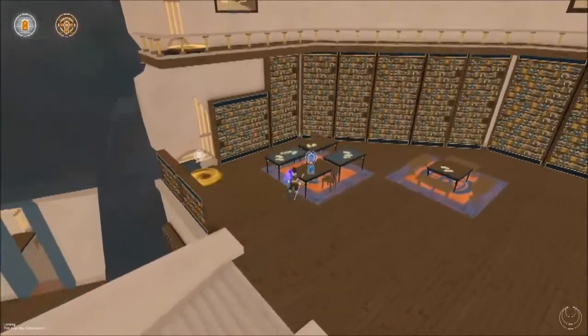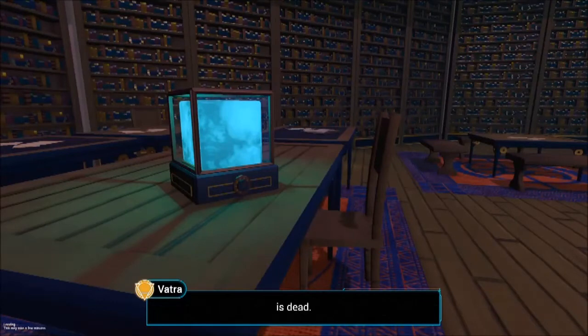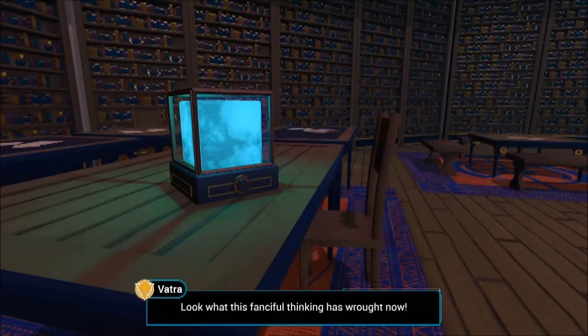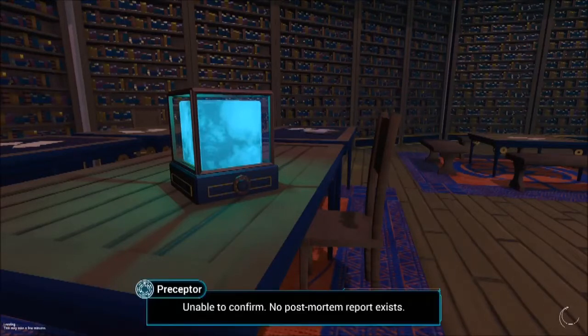Oh, more story, yay! Father is dead. Killed by my sister's mad theories. She should never have encouraged him to experiment with the crystals in such a reckless fashion. We are far from possessing the capabilities of the First Era, and I am doubtful even the ancients could do what Ava suggests. All this talk of the Ascension transductions! Look what this fanciful thinking has wrought now! This would seem to confirm that Kalos did indeed die. Unable to confirm. No post-mortem report exists.